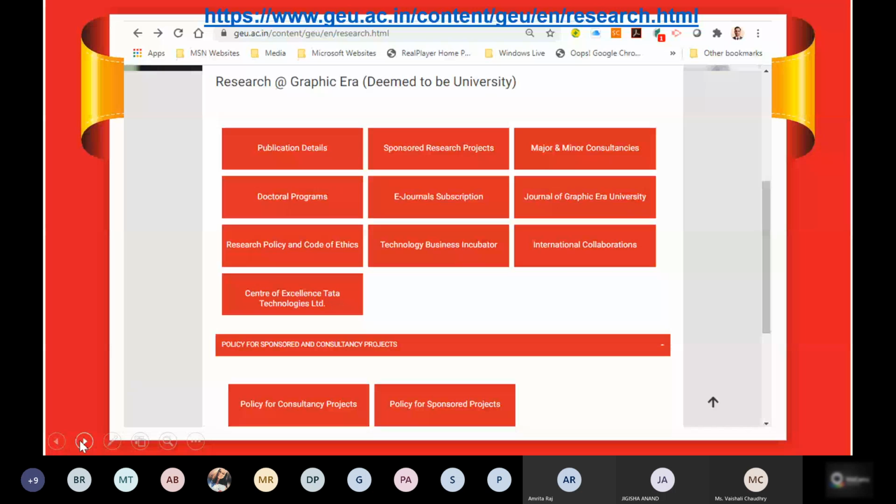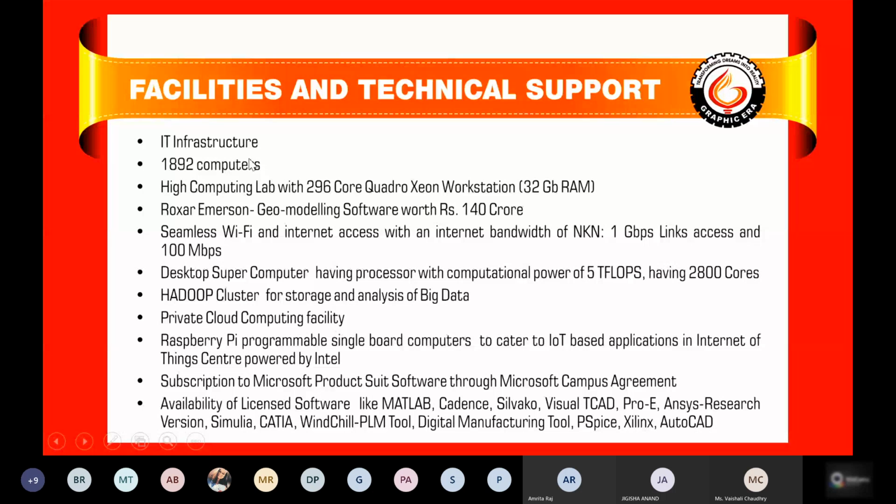Okay, this is showing the different facilities in our university, and our university is packed with high computer systems, and we have MATLAB, then Visual TCAD and TCAD, then ANSYS Research, Simulia, etc.